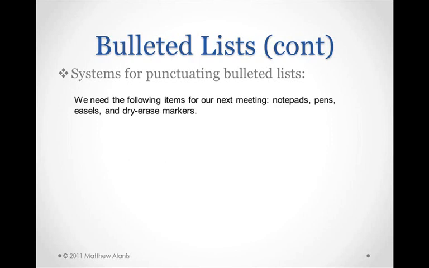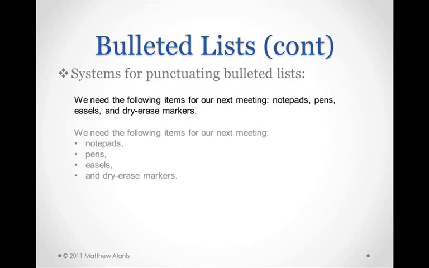So let's go through one, for example. An example that I wrote up here is, we need the following items for our next meeting: notepads, pens, easels, and dry erase markers. That's written out in a long sentence form. Obviously we can break that up and make it look much more appealing to a reader by changing it to a bulleted list. So instead we include, we need the following items for our next meeting, and then we have notepads, pens, easels, and dry erase markers. Notice that this is basically the same as the sentence above it. The only difference is that we have bullets, and we're still using and. It's the same exact sentence but in bullet form. This is one example of something you can do.